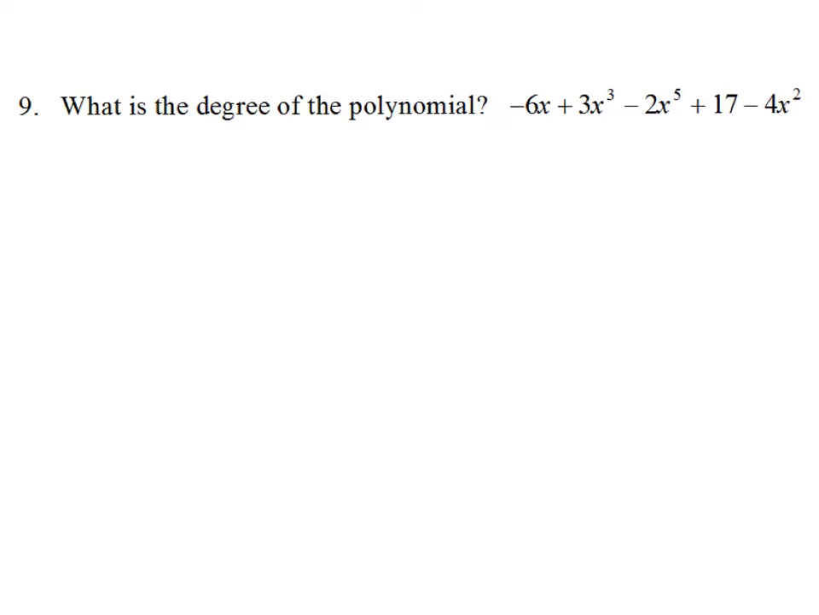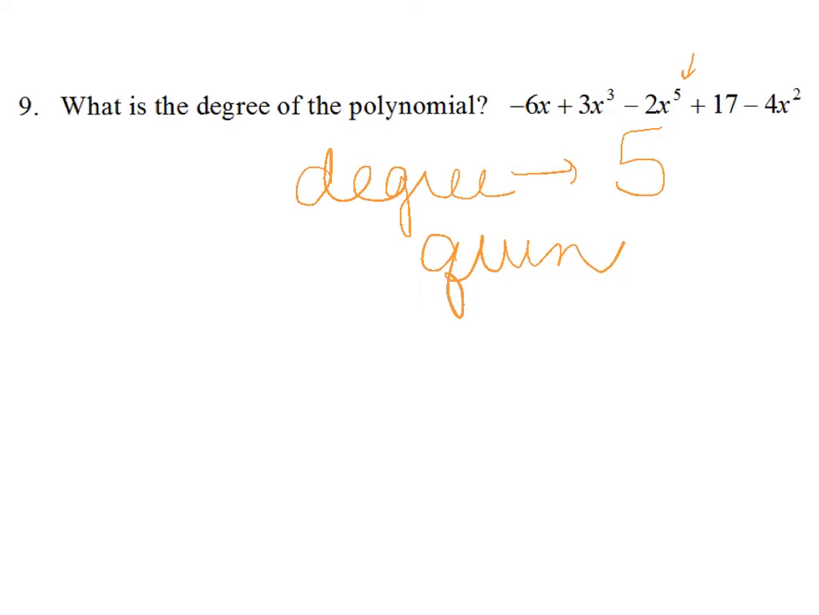So here they're asking me to identify the degree. Now, it's very, very common for people to just look at the first term and say, oh, my degree is 1. But you don't want to do that. You want to look through your entire problem and see where you have your highest exponent. So if I do that, I see my highest exponent is 5, so my degree relates to that highest exponent, which is 5. And if they asked you for the vocab word, that would be quintic.